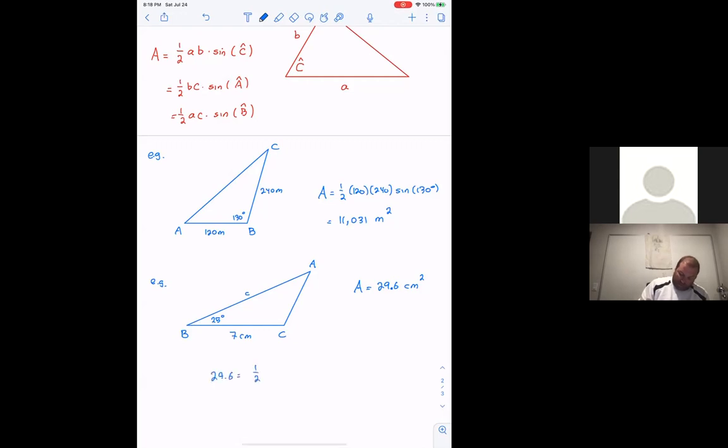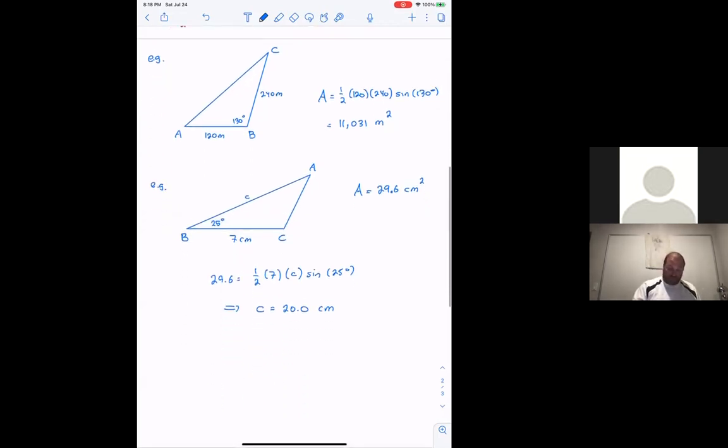Since we have one side, we want this side, and we have the sandwiched angle, we can write 29.6 is 1/2 first side, currently unknown side, times the sine of the angle between them. So 29.6 times 2 divided by 7 divided by sine 25 degrees. And this gives us that lowercase c. In this case, they do not tell us to round to anything, which is why we use as a general rule 3 sig figs, 20.0. And what are the units? We have centimeters, we have square centimeters. So the answer is centimeters.